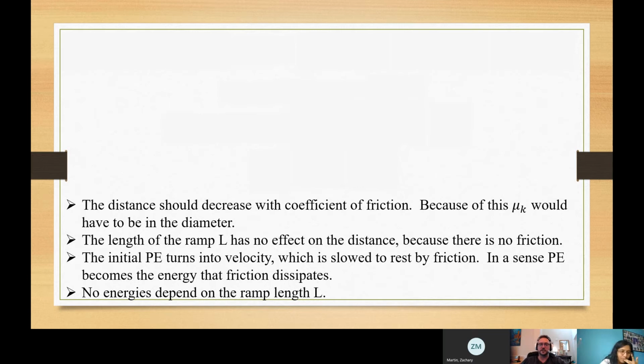So I know that the distance should decrease with the coefficient of friction because mu k would have to be in the denominator. Notice, I should have known this piece. I already knew without having to solve anything out. This was just for my sake. I like to work things out.